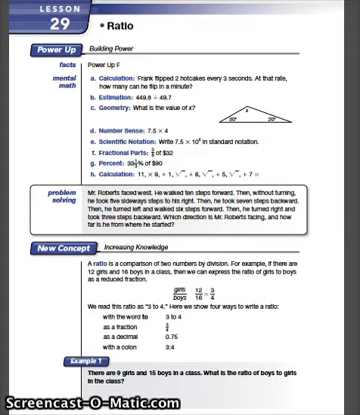Okay, guys, this is for the pre-algebra class. This is the white book. This is lesson 29, the first lesson for the week.